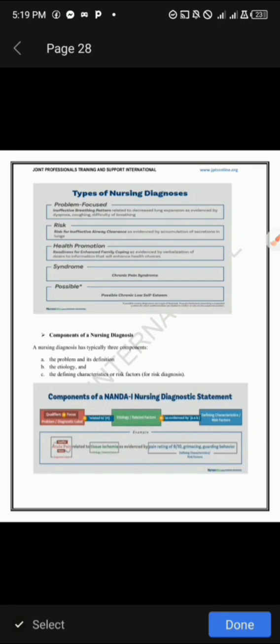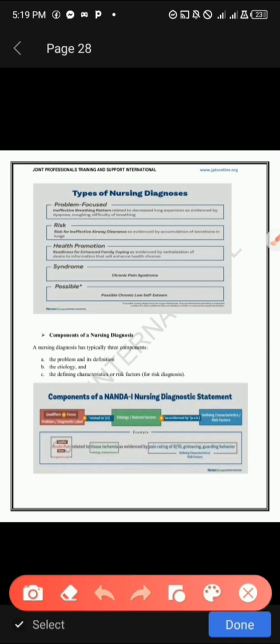Also, when you look at this diagram, you see types of nursing diagnosis. As I said, you see problem-focused. In this problem focus, you see ineffective breathing pattern related to decreased lung expansion. It depends on how that person breathes. The second one is risk: risk for ineffective airway clearance, when somebody is not breathing well. See risk, health promotion, and syndrome. There are other things we need to know.